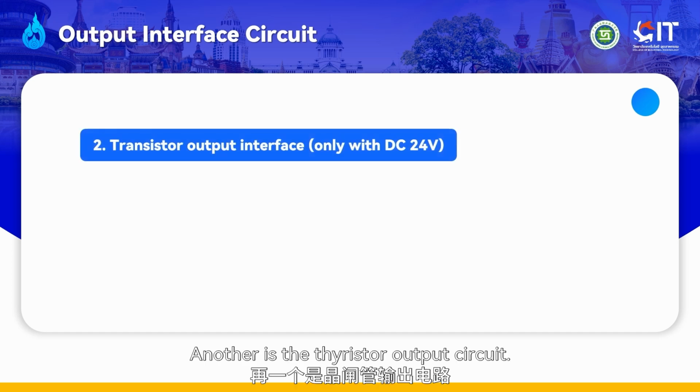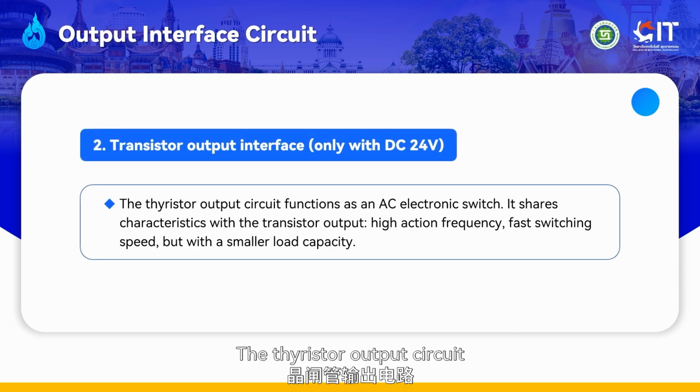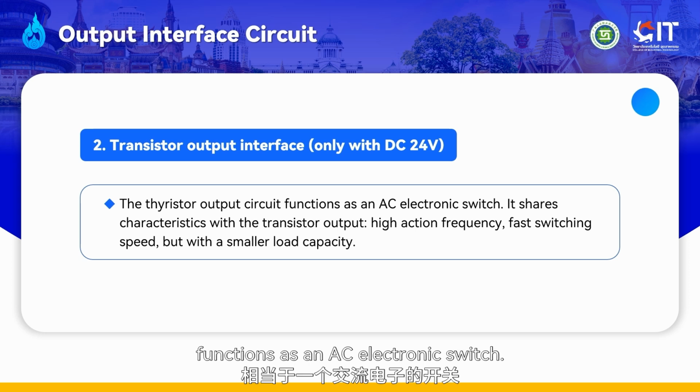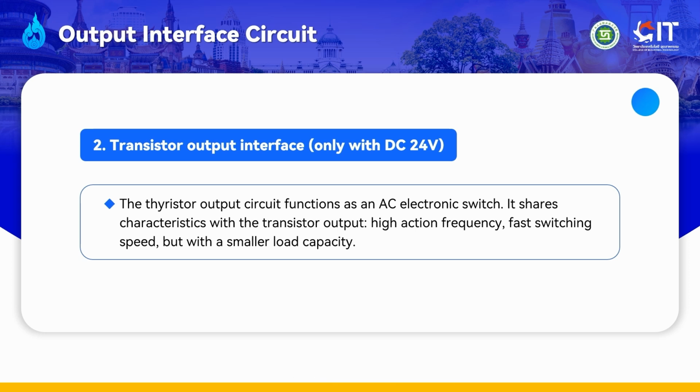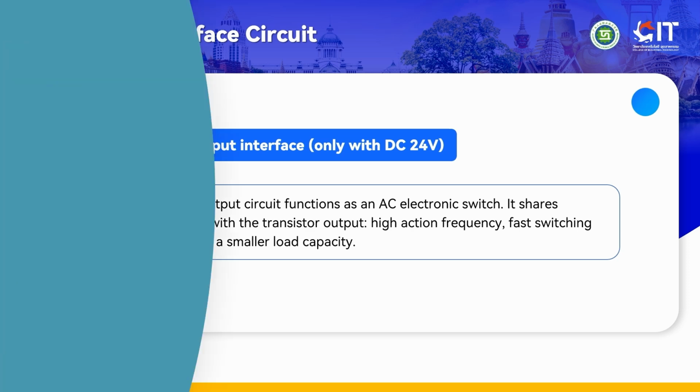Another is the thyristor output circuit. The thyristor output circuit functions as an AC electronic switch. It shares characteristics with the transistor output: high action frequency, fast switching speed, but with a smaller load capacity.